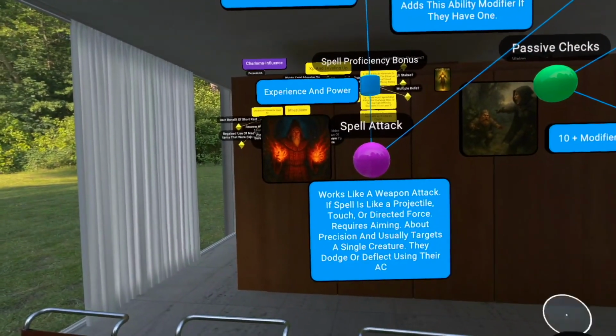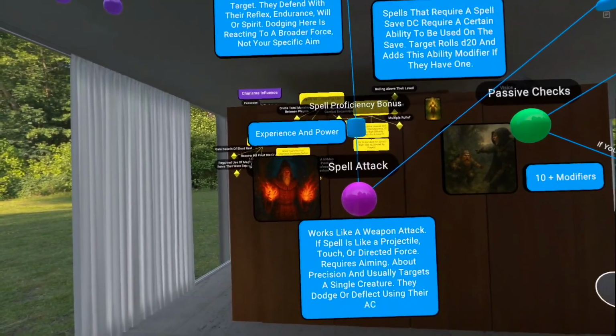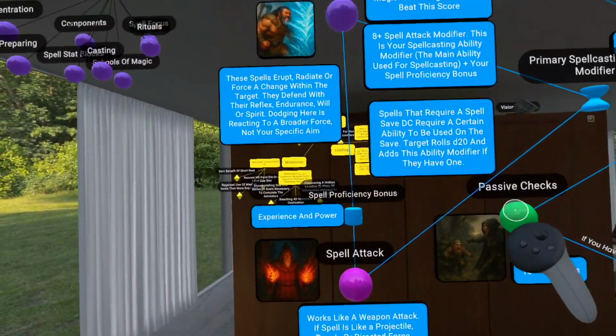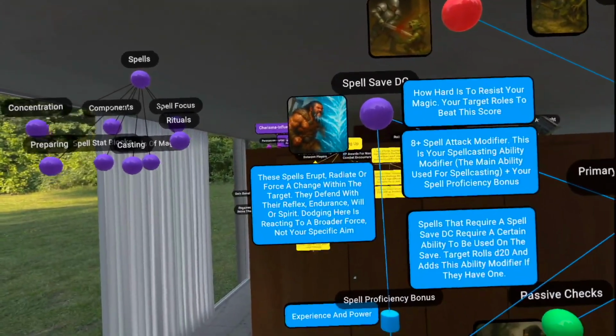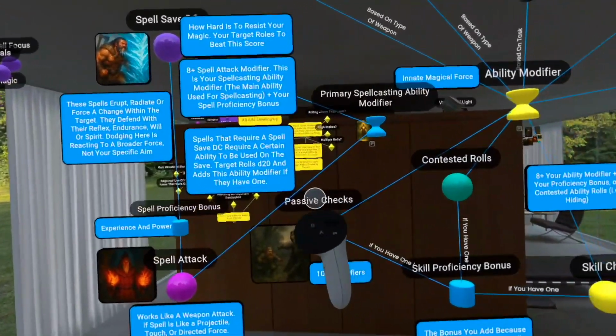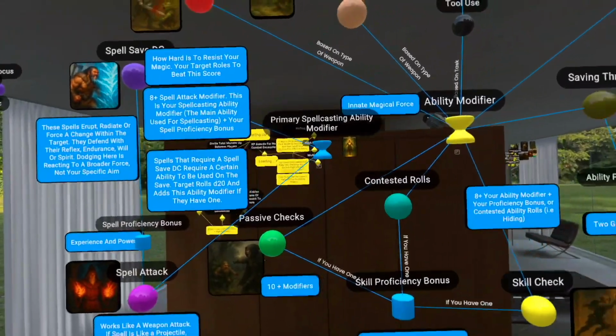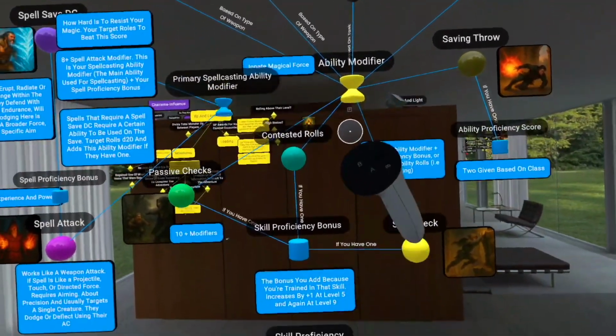Your spell attack. Spells are a little bit more complicated, so I've had to put a fair bit of text there just to explain how that's all done. And this is awesome. Once you get your head around this and you can see how everything's related here, it's all just in one place.